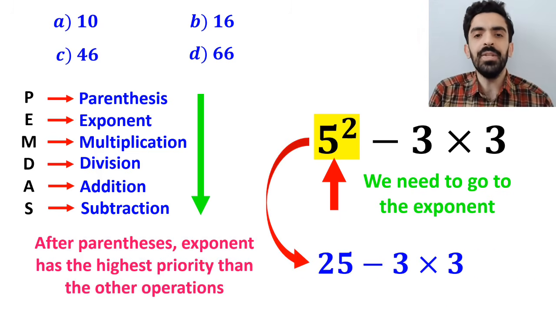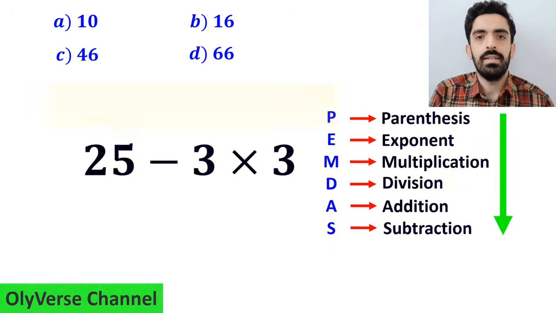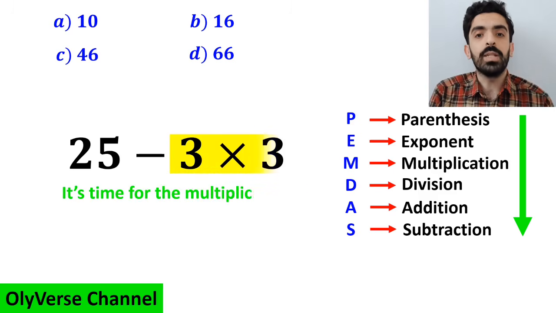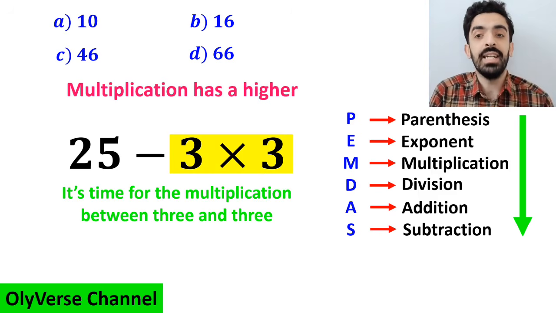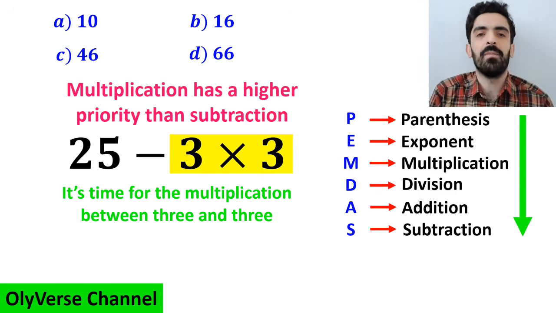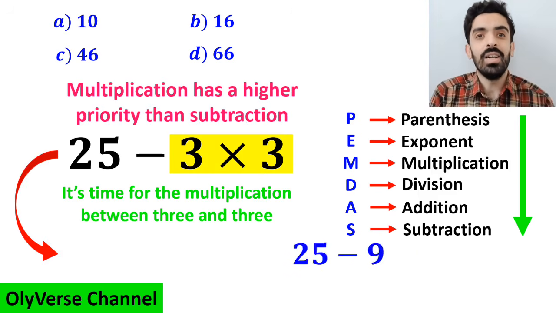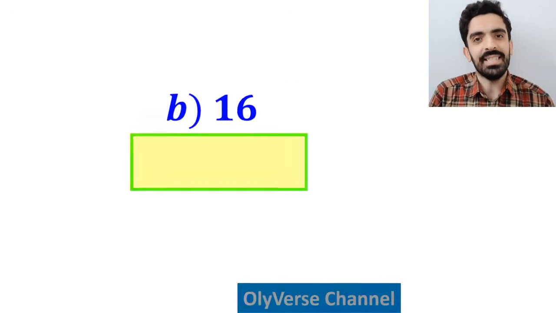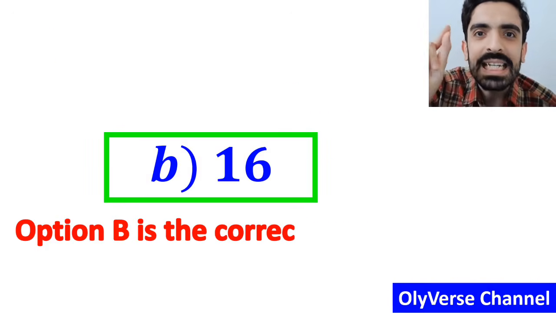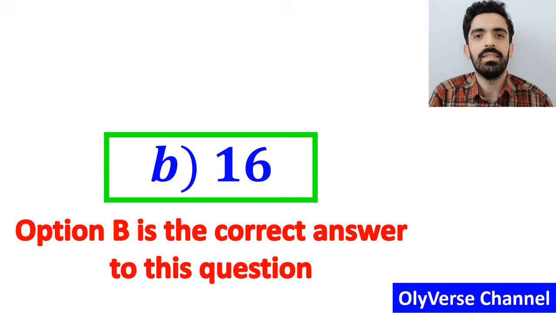So, this expression simplifies to 25 minus 3 multiplied by 3. And the final step, it's time for the multiplication between 3 and 3, because multiplication has a higher priority than subtraction. So, we write this expression as 25 minus 9, which finally gives us the answer 16. That's great. Option B is the correct answer to this question.